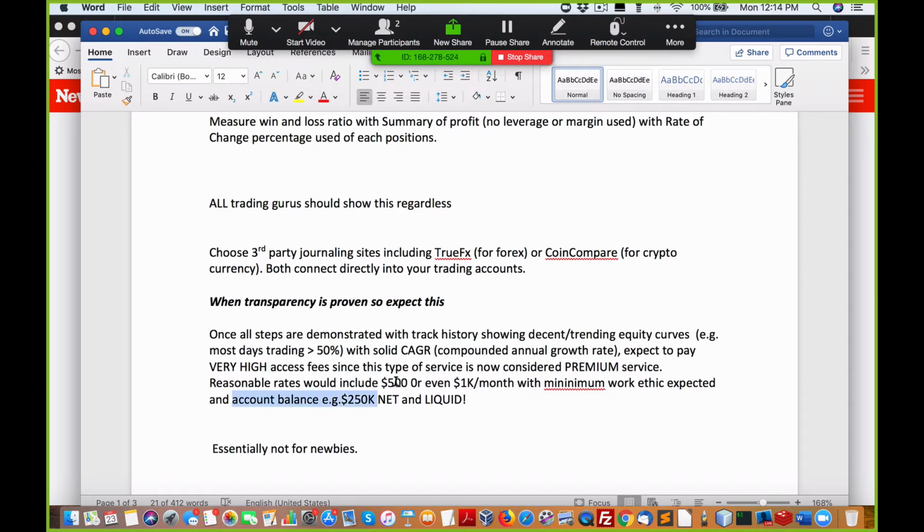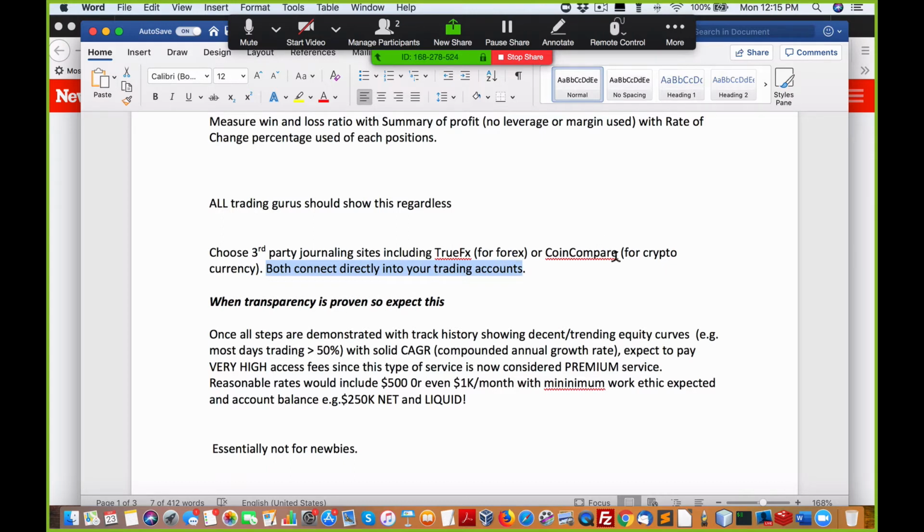Go ahead. This is like your alert section from your site, and you have the TrueFX and CoinCompare. Yep, so you can prove that your track record is good. Right, because as I said, in order to have those accounts, those are directly in my trading account, either in my case Forex or CoinCompare.